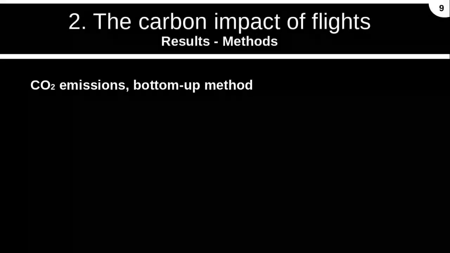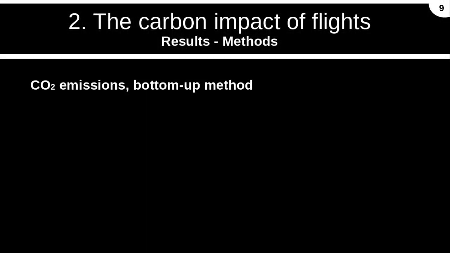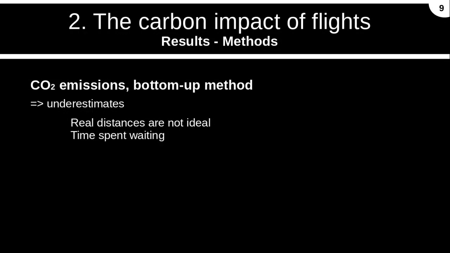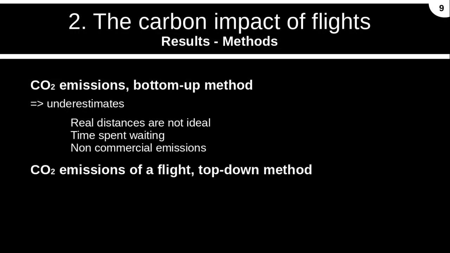CO2 emissions based on bottom-up methods, starting from flights before aggregating flight data, tend to produce underestimates of global aviation emissions because they often consider ideal flights. But real distances are not ideal. There is time spent waiting, either in the air before landing or on the ground before taking off. And non-commercial aviation also emits CO2. CO2 emissions can also be calculated using top-down methods based on total aviation fuel sales and breakdowns until you get the emissions of a flight.